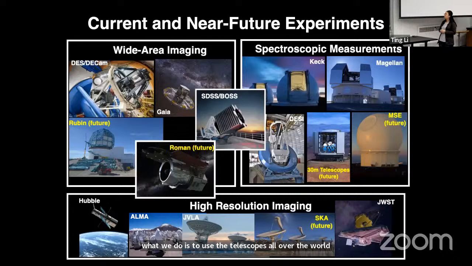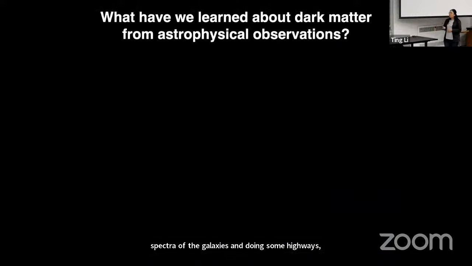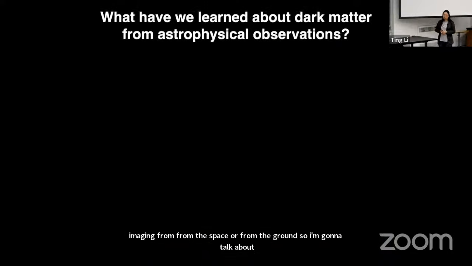And here is just a list of different experiments, either ongoing or future ones in yellow. Some are doing imaging of the sky, some taking spectra of galaxies, and some doing high resolution imaging from space or from the ground. I'm going to talk about how we use them to study dark matter.